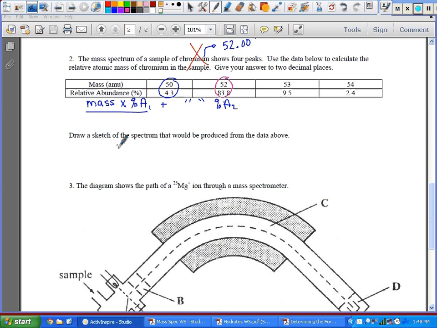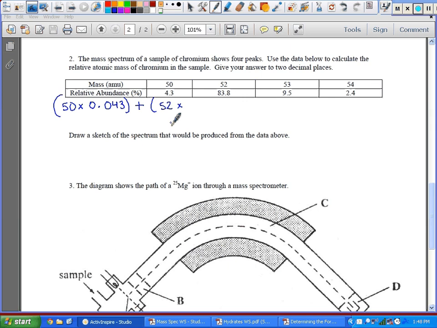All right, let's try this. So mass, 50, times, is percent a real number? No. What do you need to change that to? 0.043. All right, so that's for the first one. Plus the mass, the second one is 52. What's the real number for percent there? 0.838, right? Okay, plus, you see what I'm doing now? It's the mass times the percentage. Go ahead and finish that out.